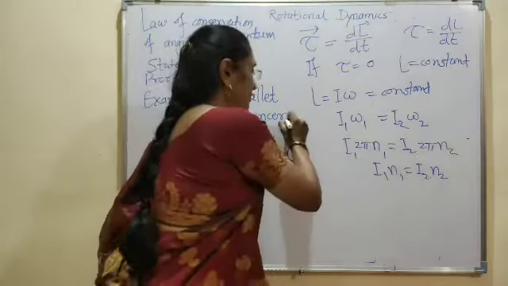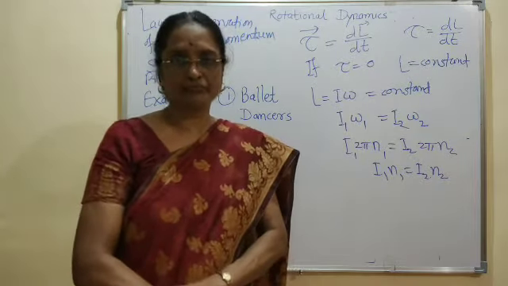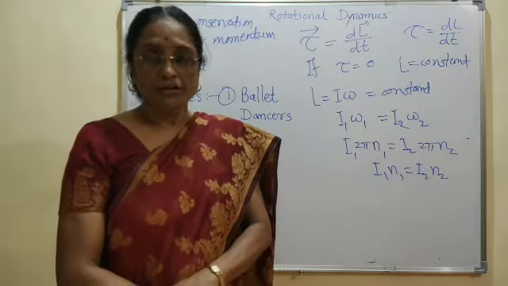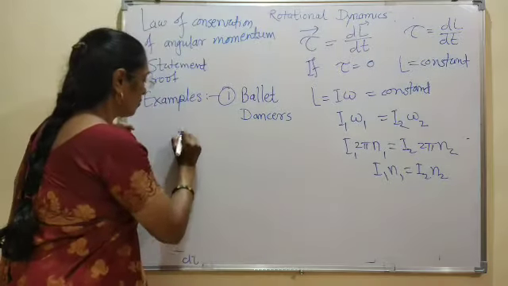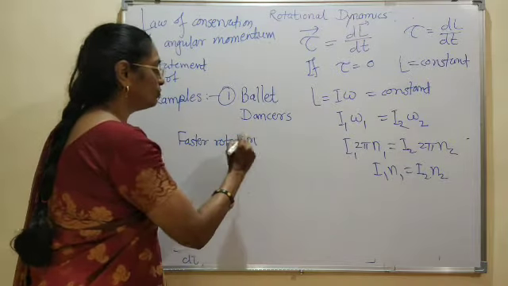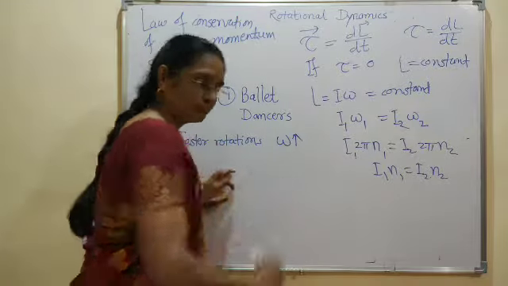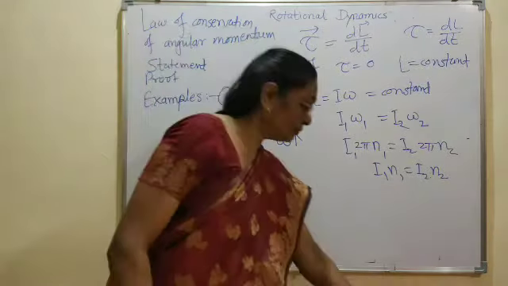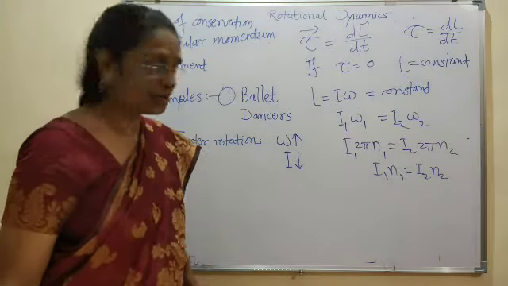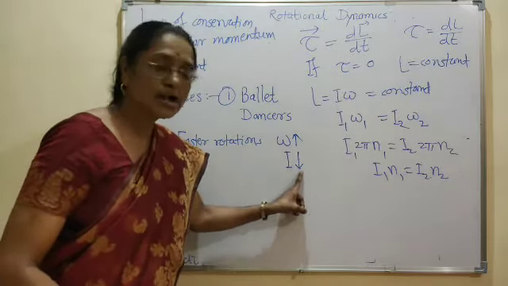For the ballet dancers, they have to rotate about their bodies. So the rotation may be faster or slower. If they want faster rotations, they have to increase their speeds, meaning angular speeds must be increased. What they have to do, they must decrease their moment of inertia. So for faster rotation, omega must be large but I should be small.